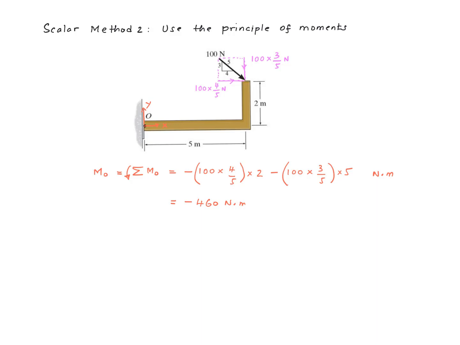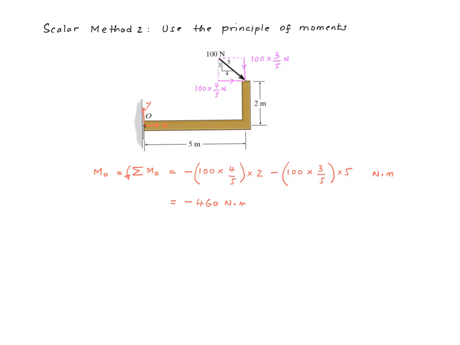So our sign convention is this, and this part right here, the horizontal component, is going to give me a clockwise moment, and therefore I have a negative sign in front of that. So that's the force, 100 times 4 over 5, and the distance is 2 meters. Why? Because this is the line of action of that force, and this will be the perpendicular distance. So this distance is exactly equal to 2 meters, so we have 2 there.